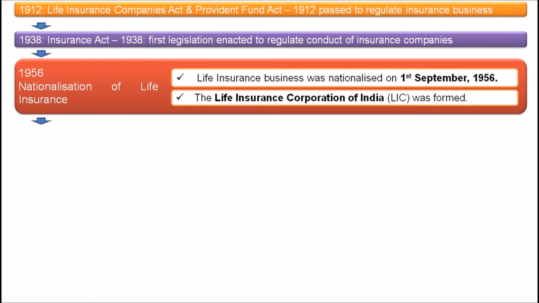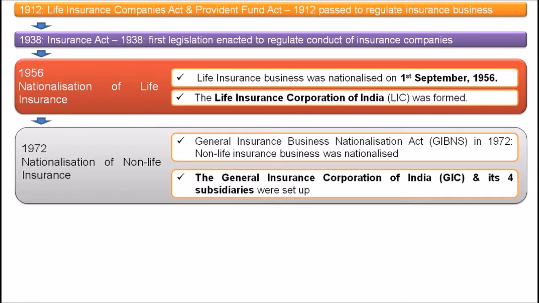Yes friends, what else? In 1972, nationalization of non-life insurance. Dear friends, life insurance was nationalized in 1956, whereas non-life insurance was nationalized in 1972. Up to that time, about 35 to 40 companies were running under general insurance, that is, non-life insurance, whereas in 1972 the Government of India nationalized them and the General Insurance Corporation of India was started with 4 subsidiary companies set up.